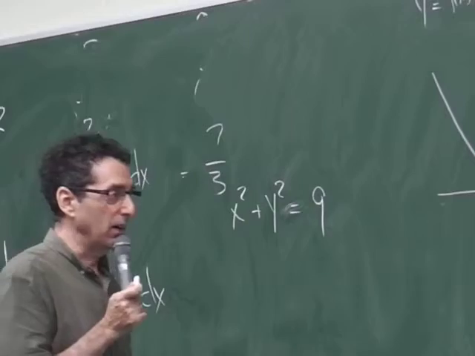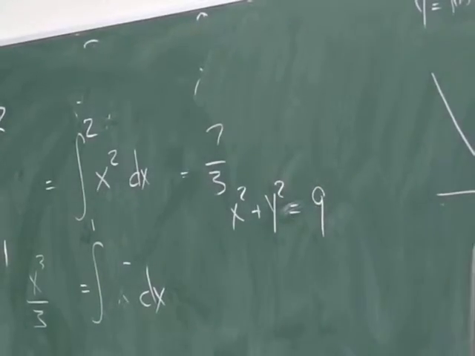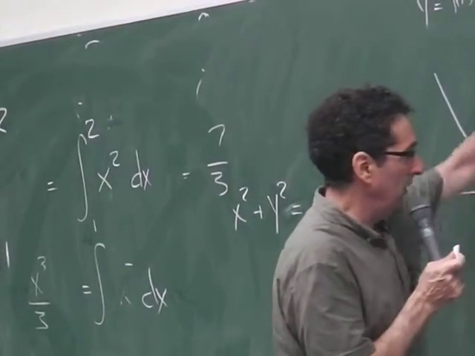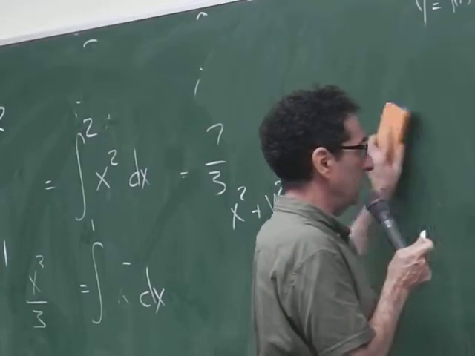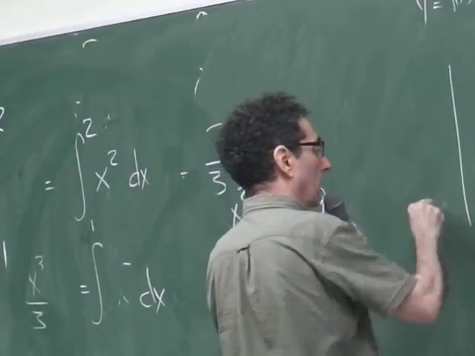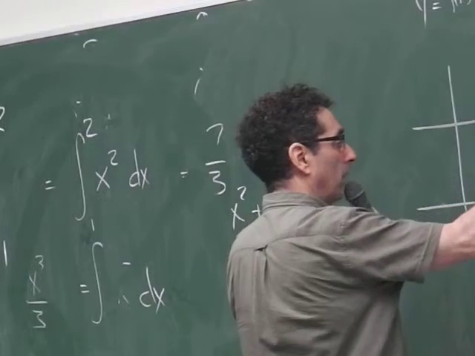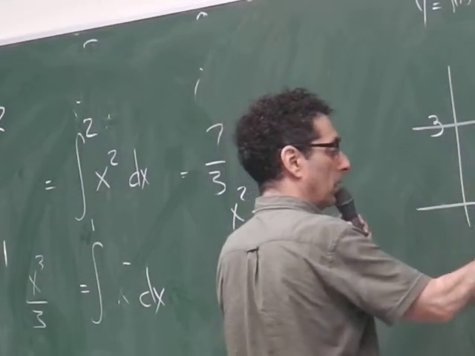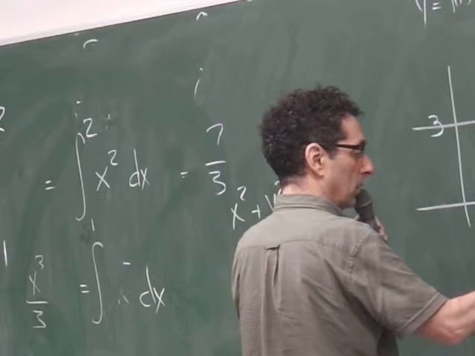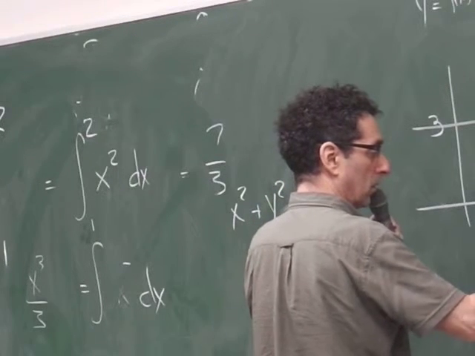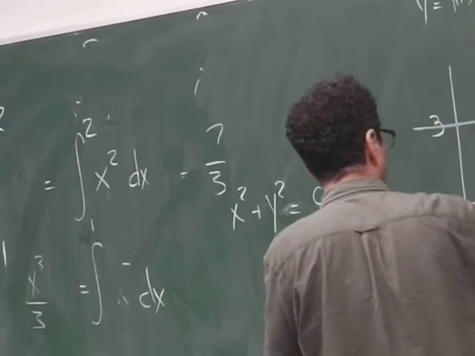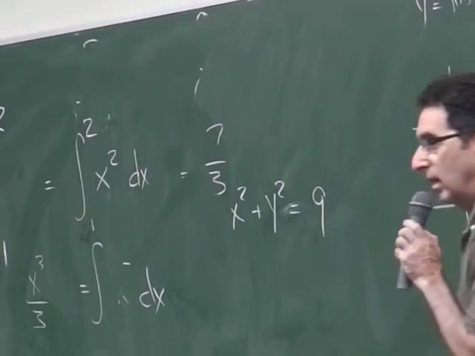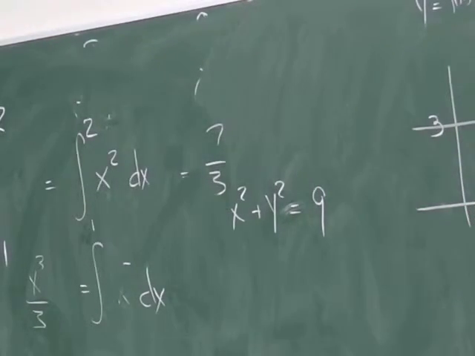No, let's not do that. Sorry. Let's do one that you know. Oh, sorry. Here, let's do this. Do you know the area under here? The height is 3, from 1 to 4. Do you know the area? Of course you do, right?